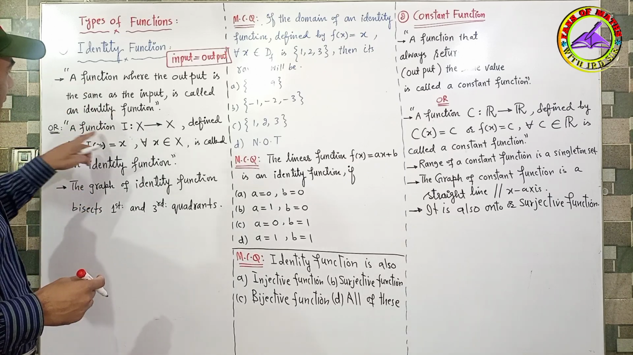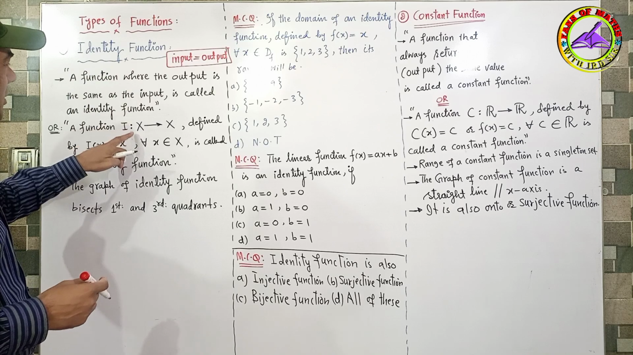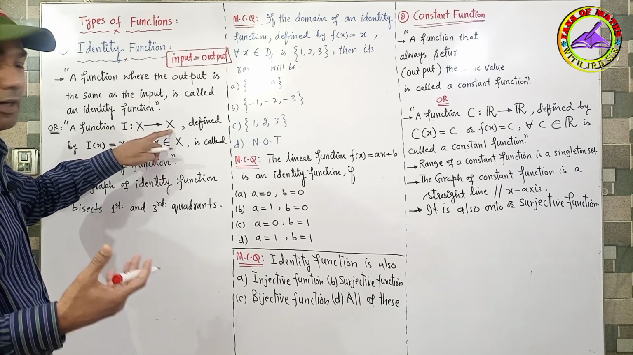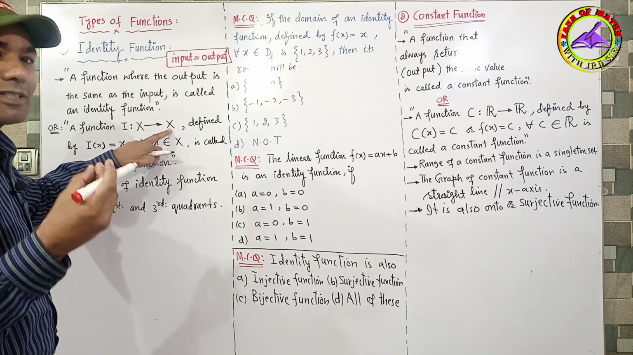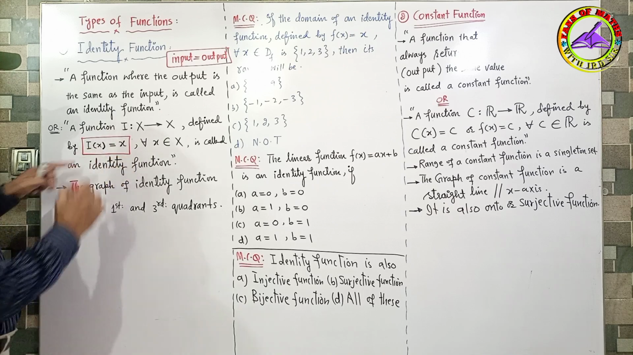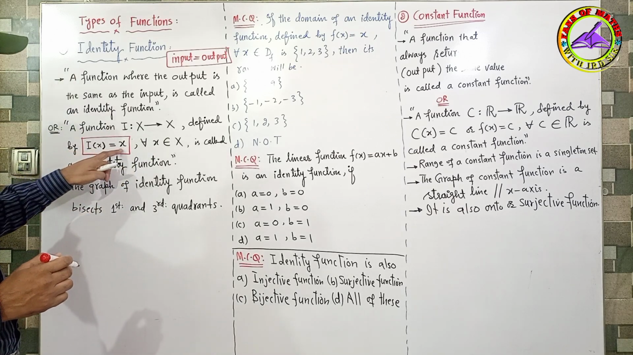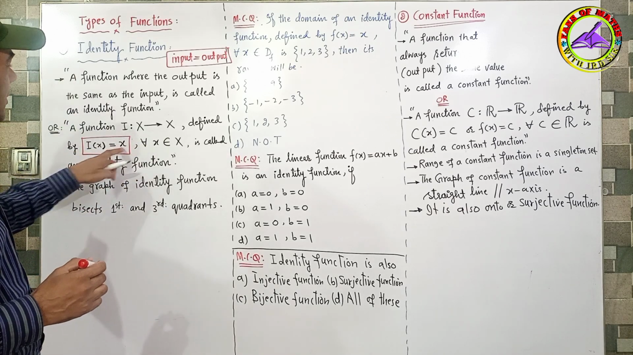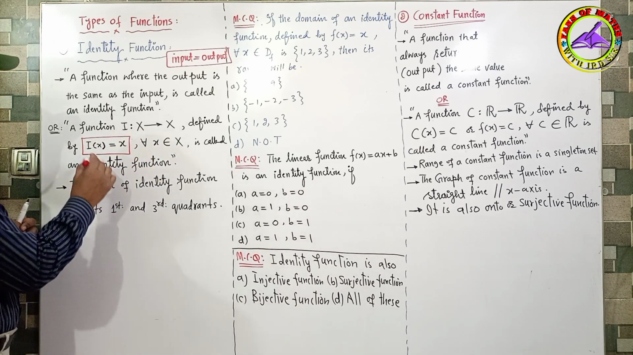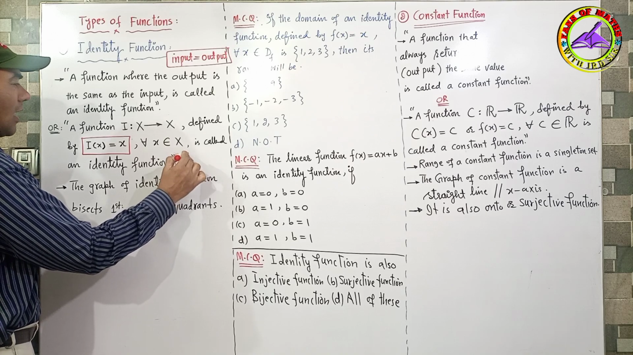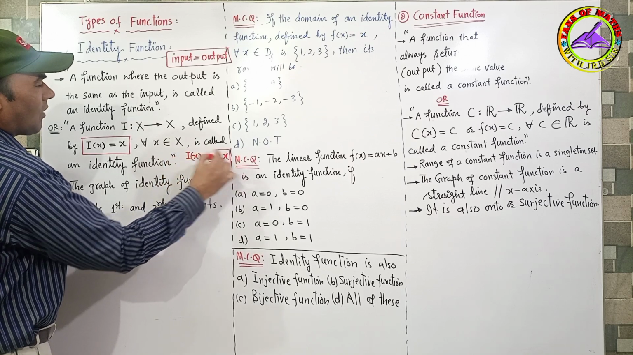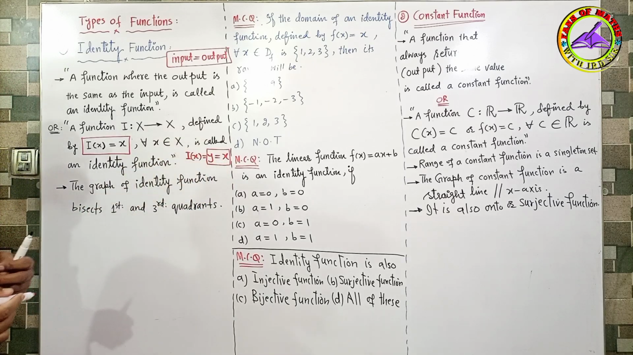In other words, a function I for identity function from x to x, whose domain and codomain both are equal. It means domain and codomain is a same set defined by the equation I of x is equal to x. I for identity function, I of x is equal to x, for all x belongs to the domain of function. This is called identity function. It means आप इसको ऐसे भी लिख सकते हैं I of x, it means y is equal to x. If y is equal to x, this is called identity function.